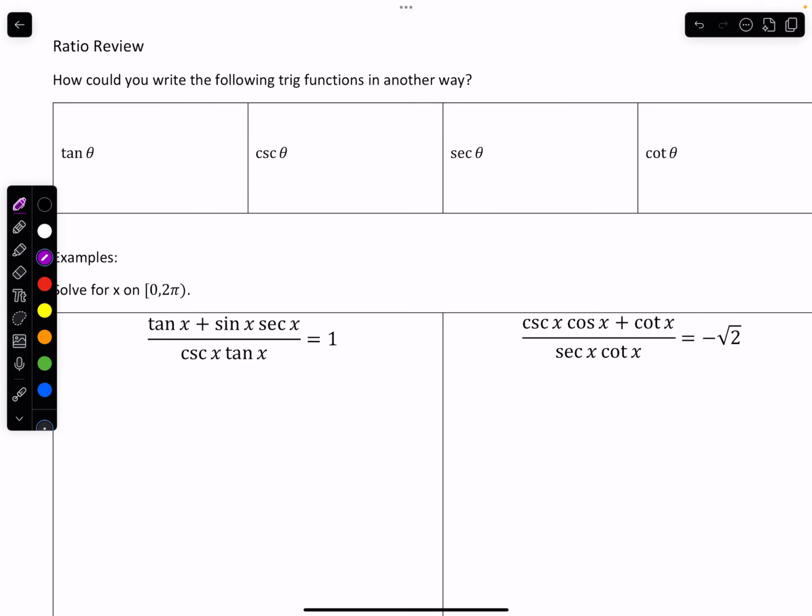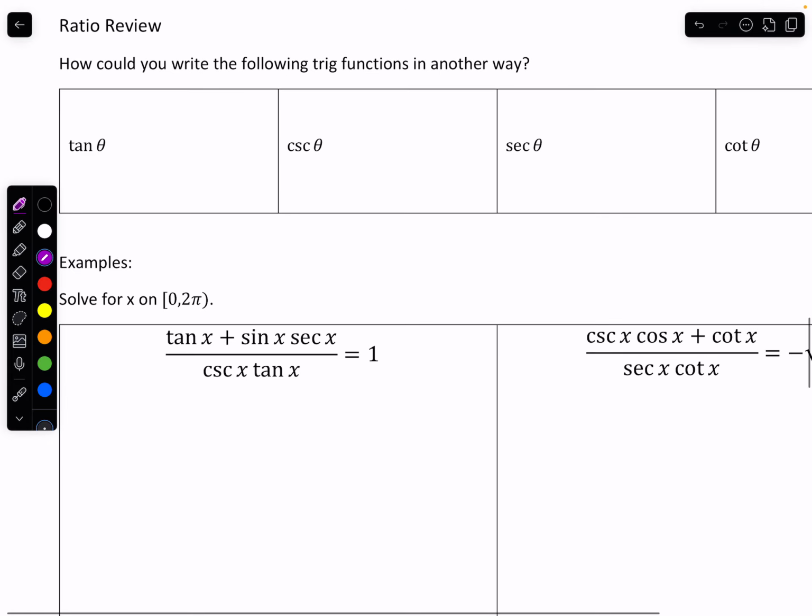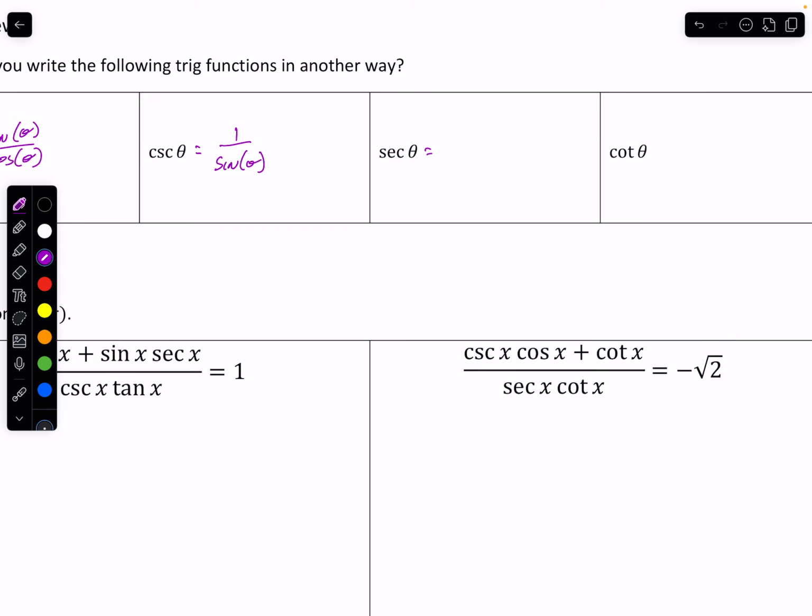Yeah, maybe I'll talk about this real quick. So ratio review. How can you write the following trig functions in another way? I could say tan of theta is equal to sine of theta over cosine of theta. We know that. We're just going to rewrite all of these in terms of sine and cosine. This one is equal to 1 over sine. And don't forget to write your thetas. This one is equal to 1 over cosine. And this one is equal to cosine over sine.